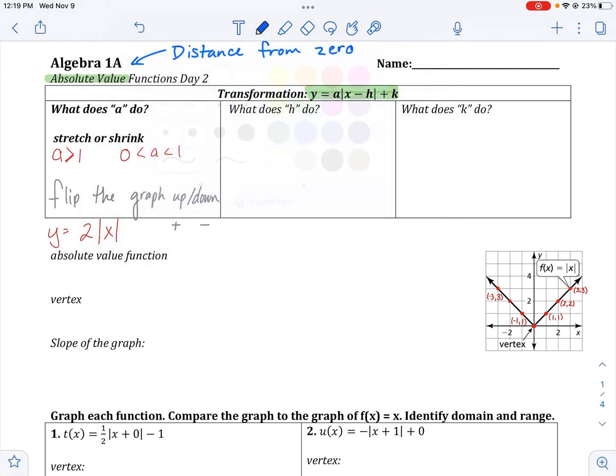h, if you play with that slider, you'll see that h would shift the function or the graph of the function left and right. But what's important is you have to think opposite signs.